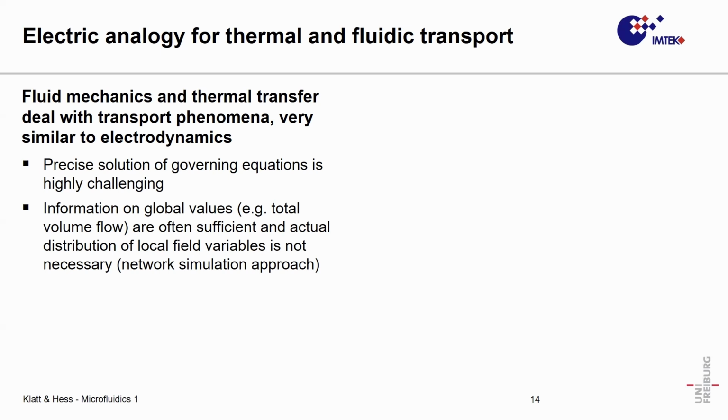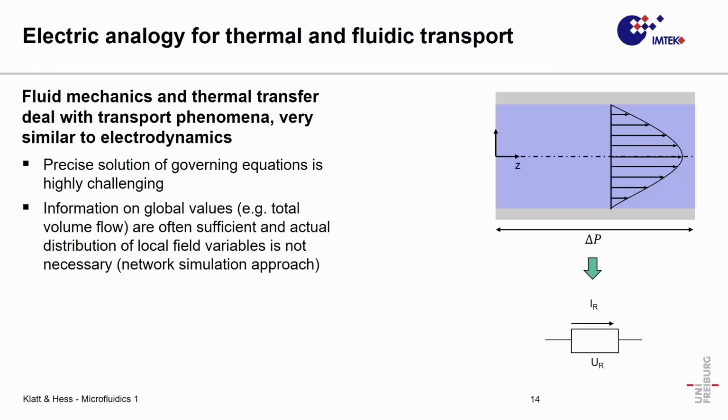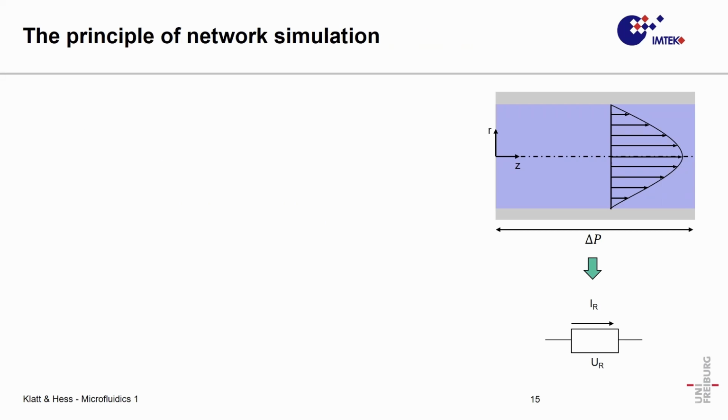And all those problems have in common that sometimes the information on global values, for example, the total volume flow, is often sufficient, and the actual distribution of the local field variables is not necessary. So the basic idea is also illustrated on the right-hand side. Instead of looking at your channel, which is quite complicated and has, for example, this parabolic velocity flow profile, you are now not interested in all those details, but you're more interested in the flow rate through the channel and what is the pressure drop.